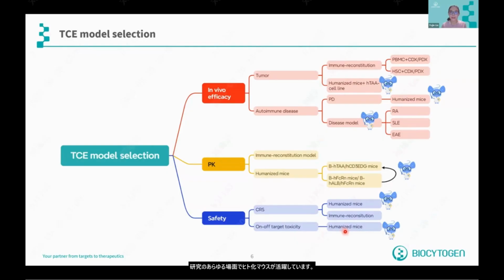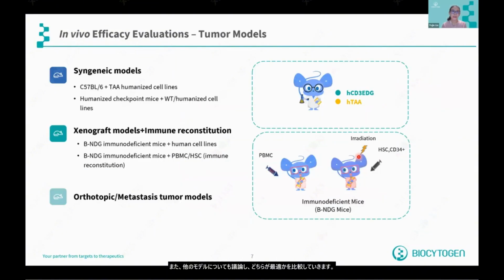So we can see that humanized mice appear in every part of the study. So today we will focus more on the humanized mice. Meanwhile, we also discuss other models, and we can compare which one is the best. As to the tumor models, we can use the syngeneic model, which is human target and checkpoint humanized mice and humanized cell lines for the evaluation.